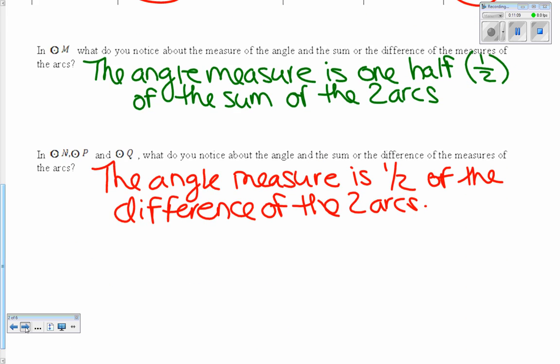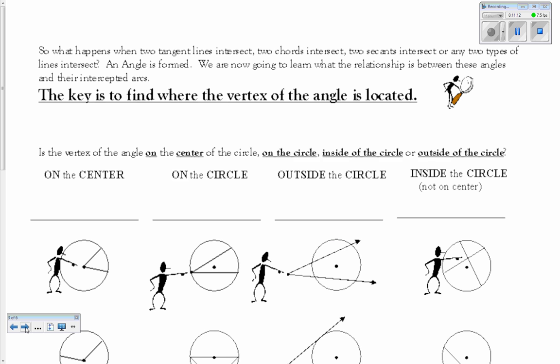Let's go ahead and change the page. All right, so it's kind of just recapping. So what happens when two tangent lines intersect, two chords intersect, two secants intersect, or any two types of lines intersect? An angle is formed. Whenever any type of line crosses, angles are formed. We're now going to learn what the relationship is between these angles and their intercepted arcs. The key is to find where the vertex of the angle is located, meaning is it inside or outside? That is the big key, kind of what we just talked about. Inside or outside.